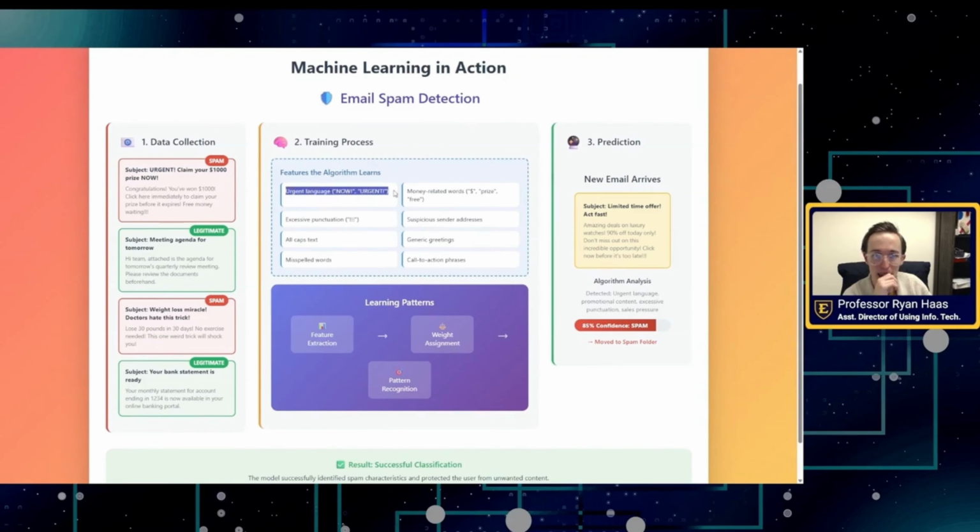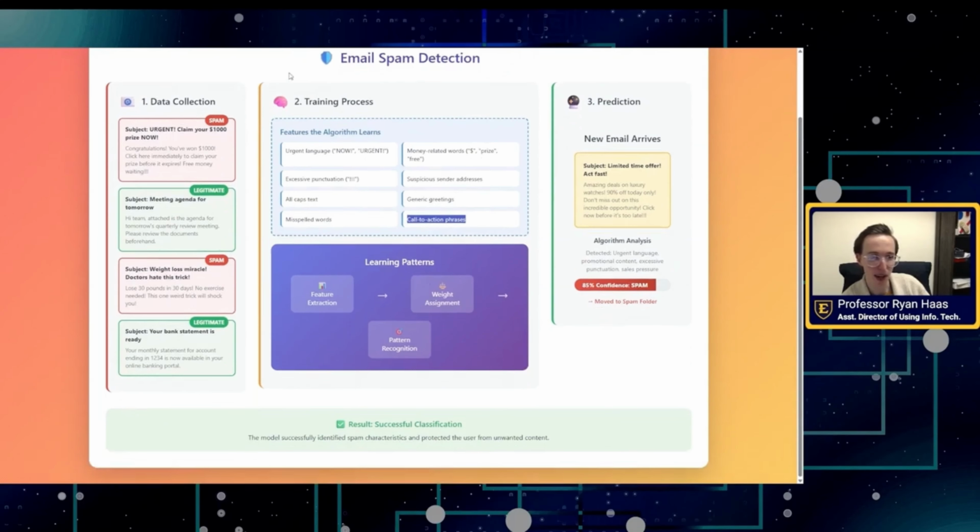So look at this, urgent language. That's a feature of spam. Excessive punctuation, right? How many spam emails or phishing emails have you seen that have this urgent language and poor grammar and just all this weirdness? They're trying to get you to get prizes. Maybe they have weird sender addresses. The greetings are often generic, don't quite make sense. Call to action phrases. So these are the things that stand out about these.